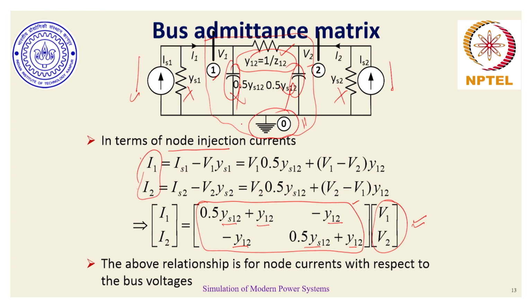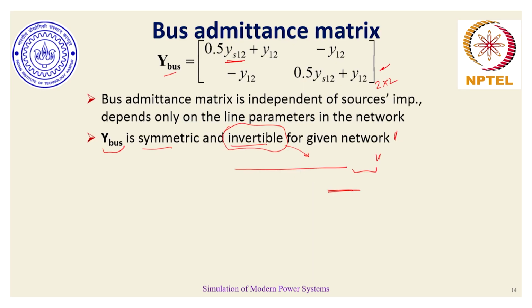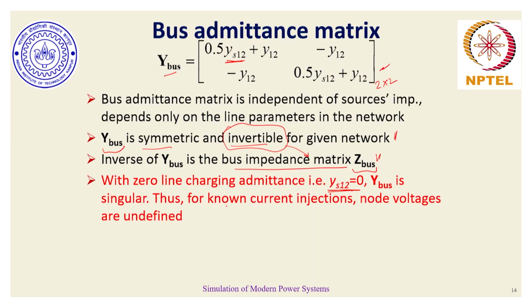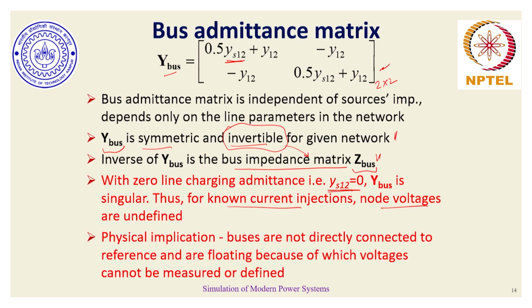We all remember that when we say measurement of a voltage or a potential, it has to be measured with respect to a reference. If there is no proper connection between the reference and the point at which voltage is to be measured, how can we find V1 and V2? That is the reason why, for known current injections, node voltages become undefined. The corresponding implication is that since the reference is floating and the buses are also floating independently, there is no correlation among them, and hence finding unique voltages won't be possible, which is why the Y bus becomes non-invertible and the impedance matrix cannot be obtained.